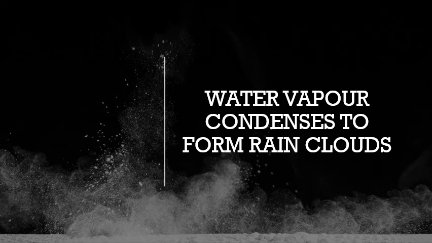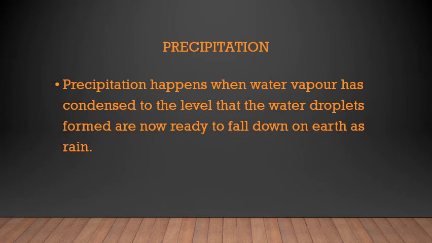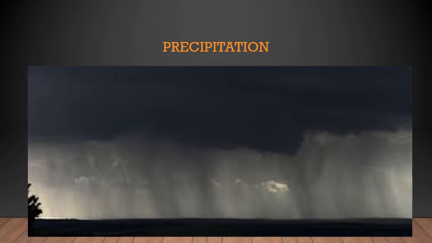So precipitation happens when water vapor has condensed to a level that the water droplets formed are now ready to fall down on earth as rain. Now, precipitation always comes from clouds. Not all clouds can cause precipitation. All clouds have raindrops in them, but they are not big or heavy enough to fall to the surface.